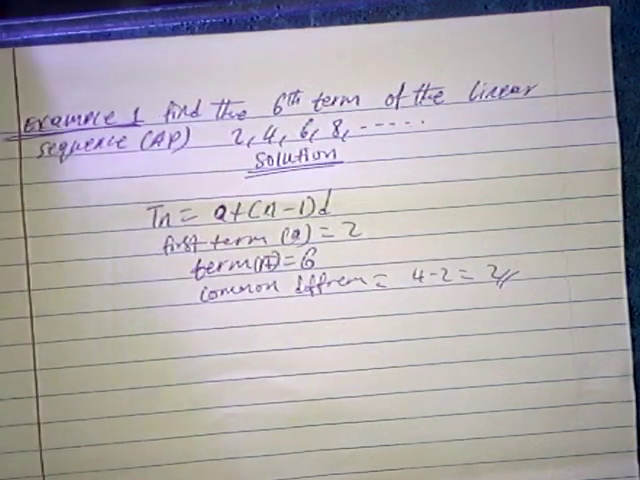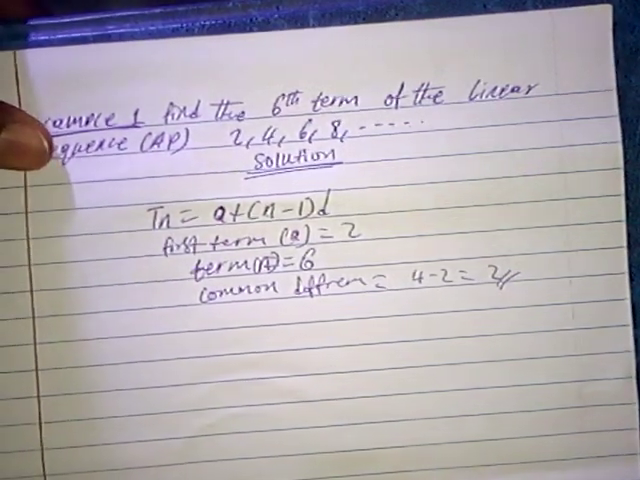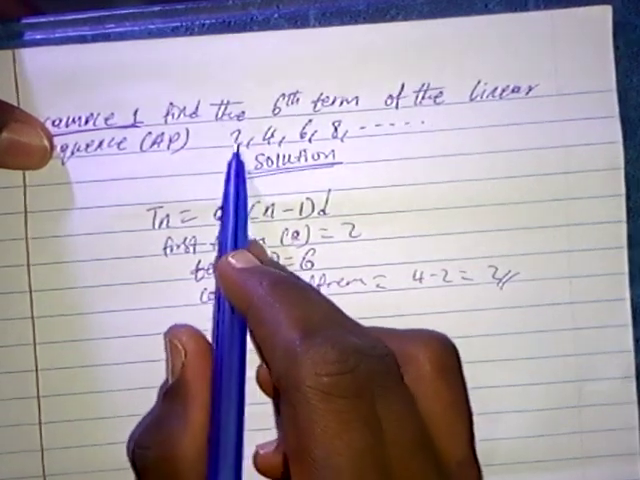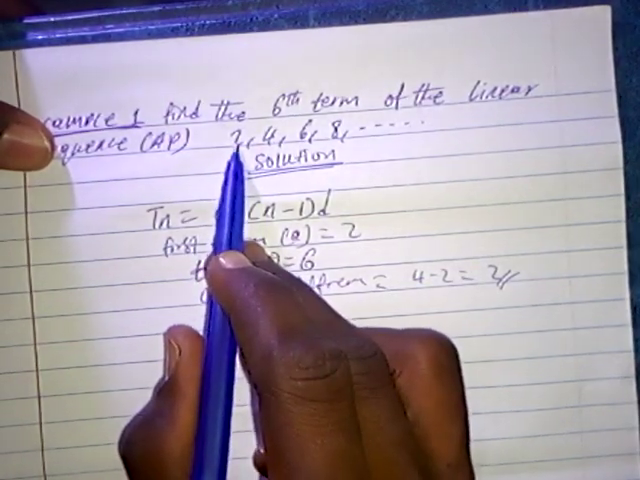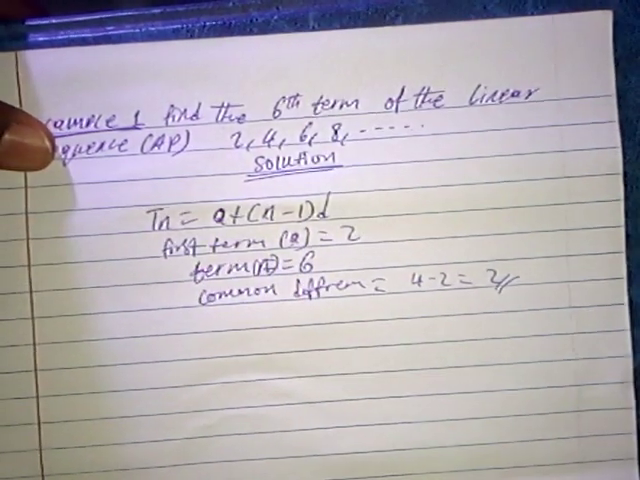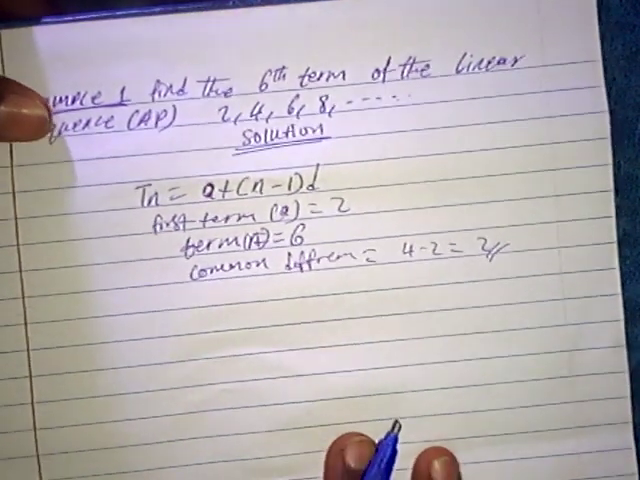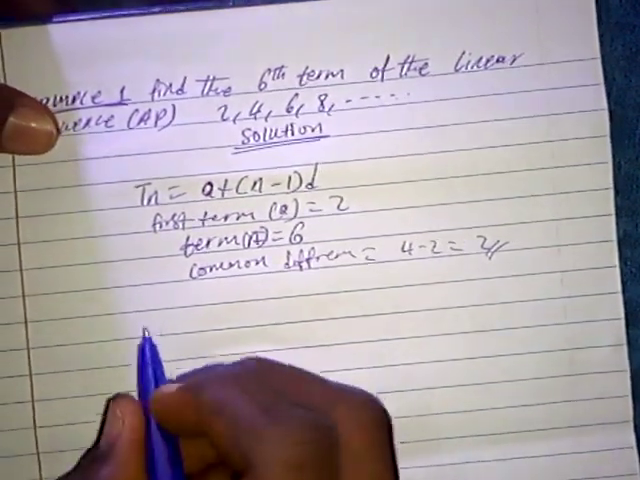You always start with the first term. Take note: you subtract the second term minus the first term. This is the second term, minus the first term. The third term minus the second term. You see it? Good. Now we use our formula.